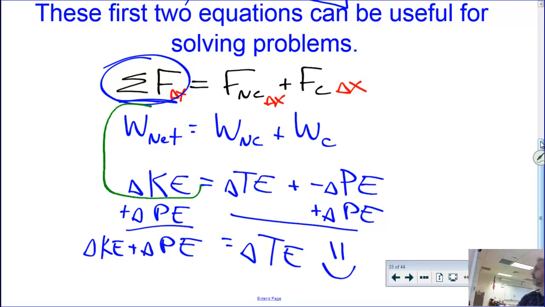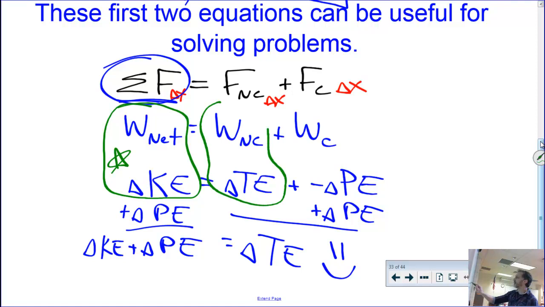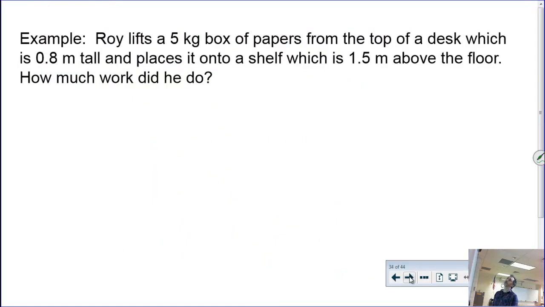This one: net work is equal to change in kinetic energy. And honestly, the AP book really stresses this one, but the one that I find myself using more often is this guy. All right? So, anyway, those are both very, very important. All right? So let's see if we can apply this to some problem solving. All right, so here we go.